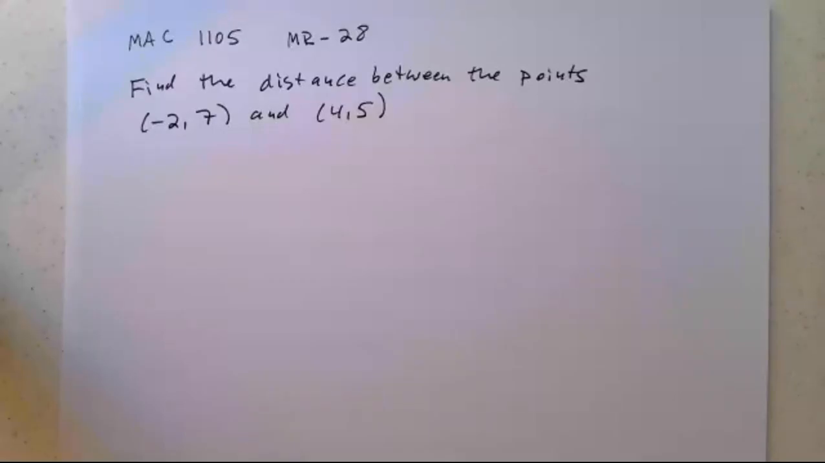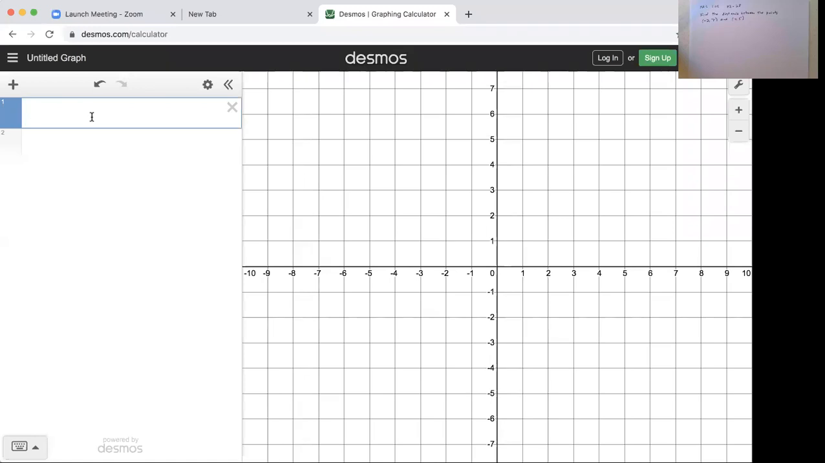This question asks us to find the distance between the points (-2, 7) and (4, 5). So let's visualize those, see where they are. So we need (-2, 7) and (4, 5).